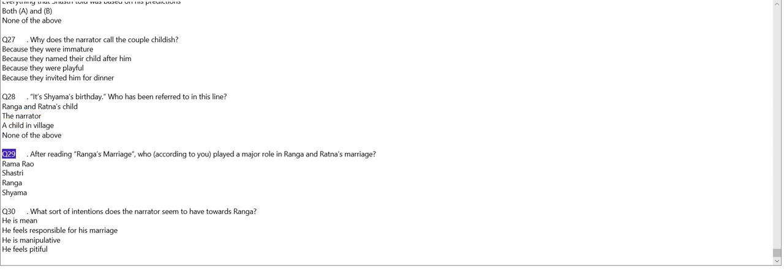Q29. After reading Ranga's Marriage, who, according to you, played a major role in Ranga and Ratna's marriage? Rama Rao. Shastri. Ranga. Shyama. Q30. What sort of intentions does the narrator seem to have towards Ranga? He is mean. He feels responsible for his marriage. He is manipulative. He feels pitiful.